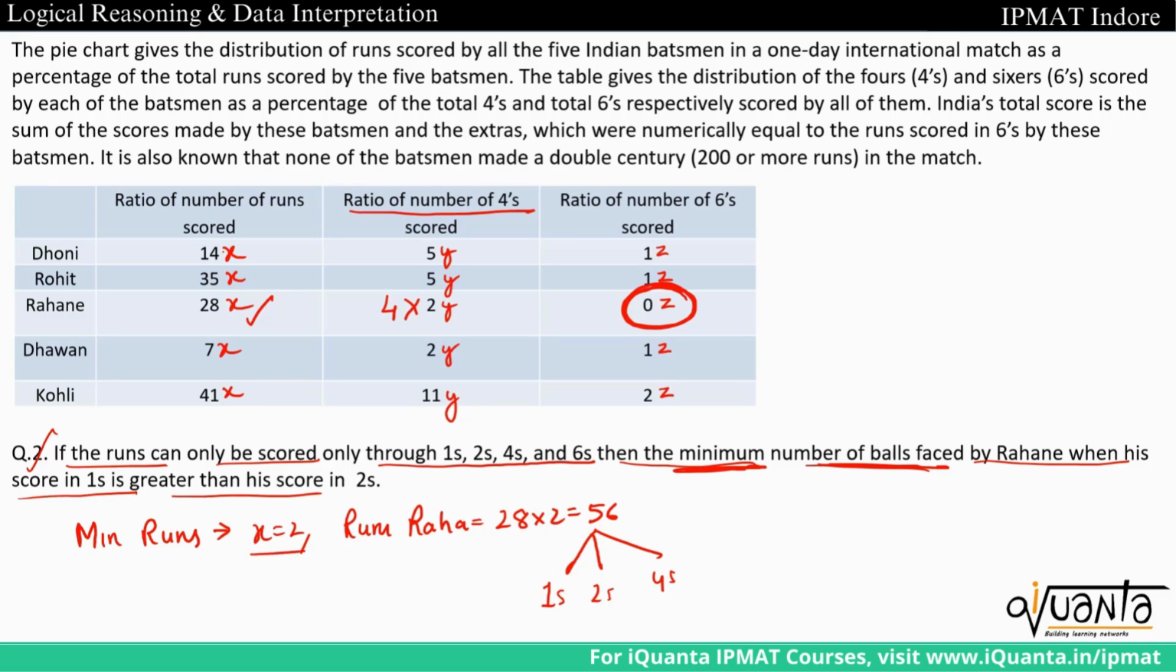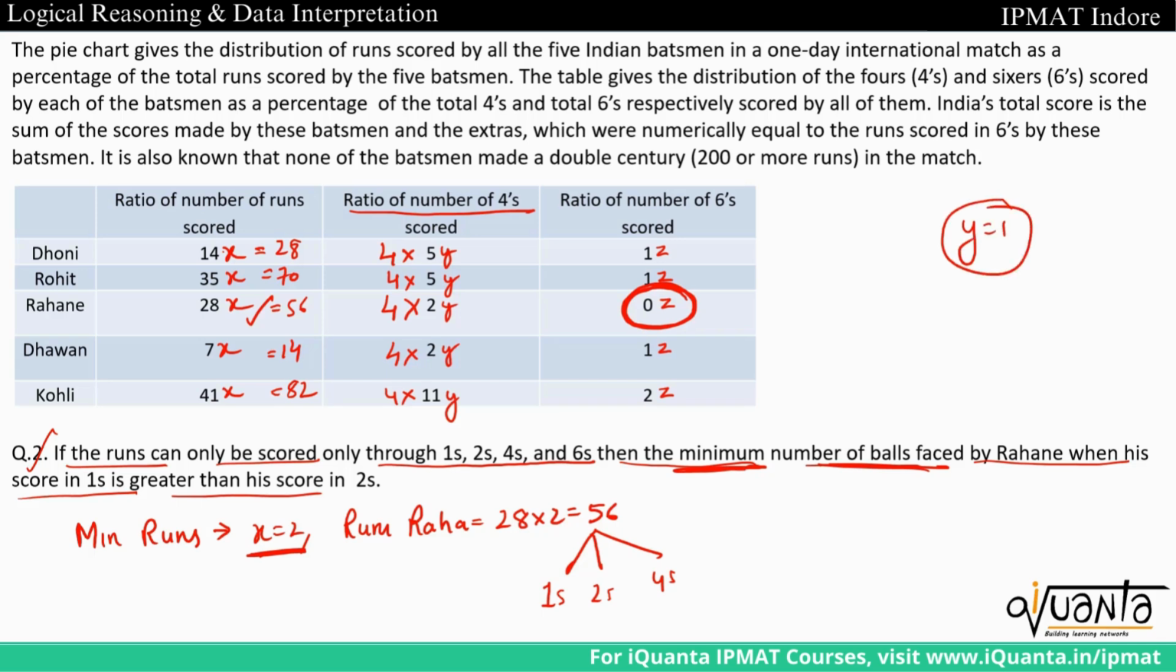Now when x is equal to 2, what will be the value of y that will satisfy all the conditions? See, the number of runs scored by all these batsmen will be 4 into 5 into y, 4 into 5 into y, 4 into 2 into y, 4 into 11 into y. And 14x will be equal to 28, this will be 70, this will be 56, this will be 14, this will be 82. So what will be the value of y that will satisfy all the conditions? The only value of y that will satisfy all the conditions over here will be 1 only.